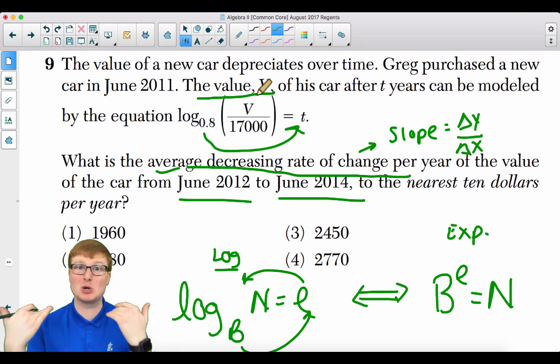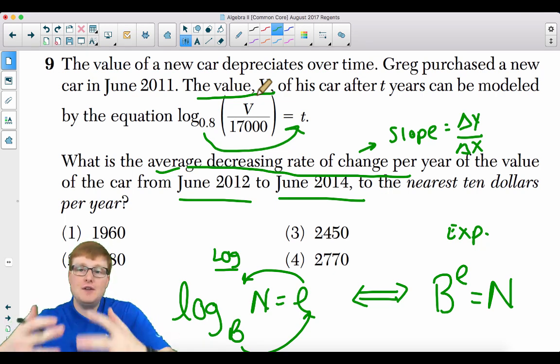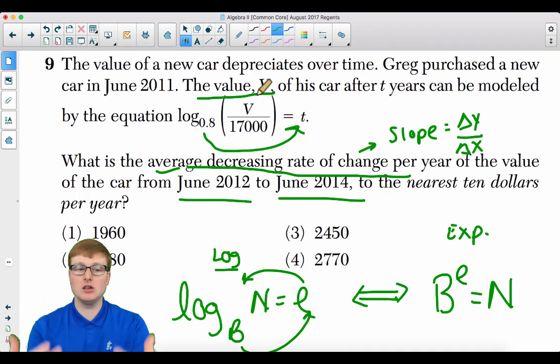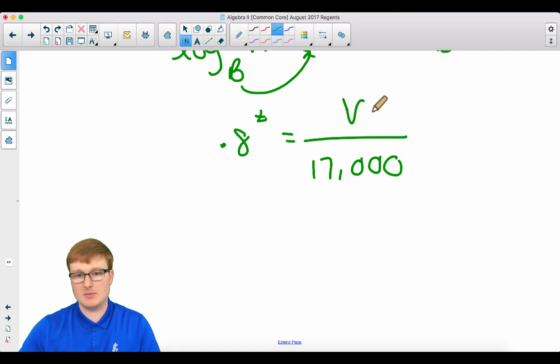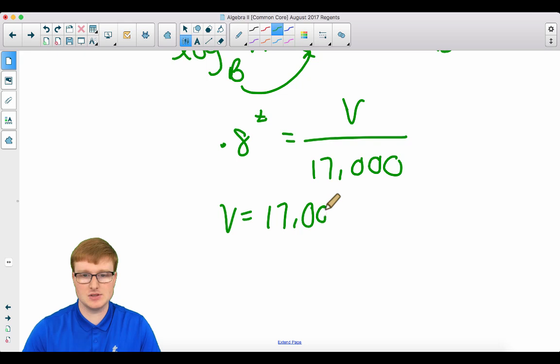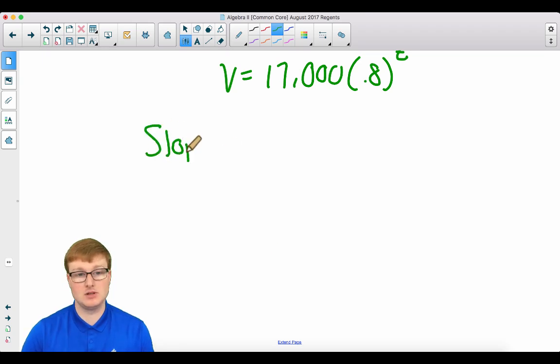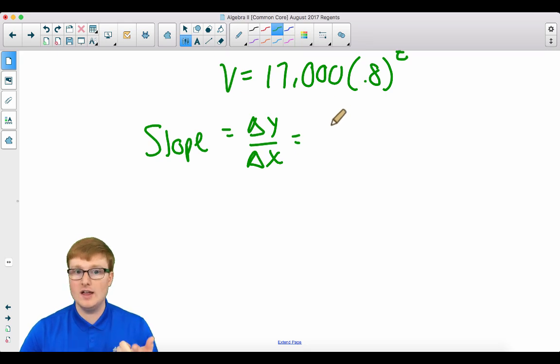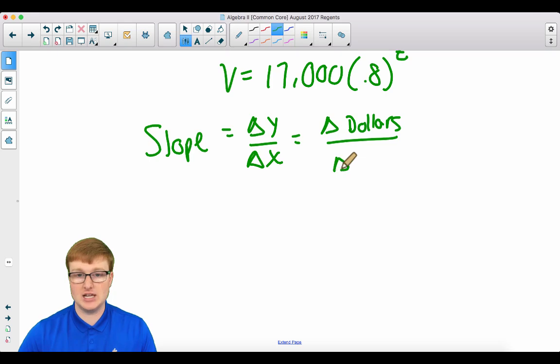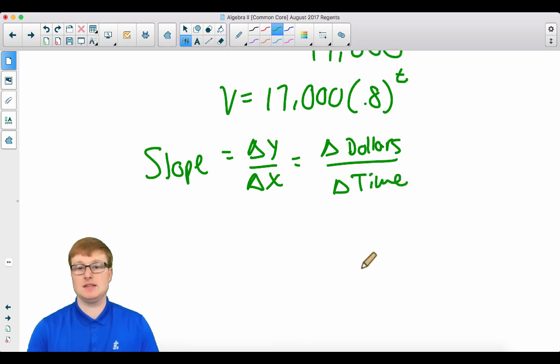Okay, great. Now, solving for V, because V is the value of the car, we need to find out to the nearest $10 per year. So we're looking for V divided by t, dollars over years. That's what we're going for, ladies and gentlemen. So right now, I'm going to solve for V. We're going to cross multiply. Very simple. So V is equal to 17,000 times 0.8 raised to the t power. Okay, so now we have to find the slope. The slope is the change in y over the change in x. But you know that this is really asking for the change in dollars over the change in time, because that's what it's asking for.